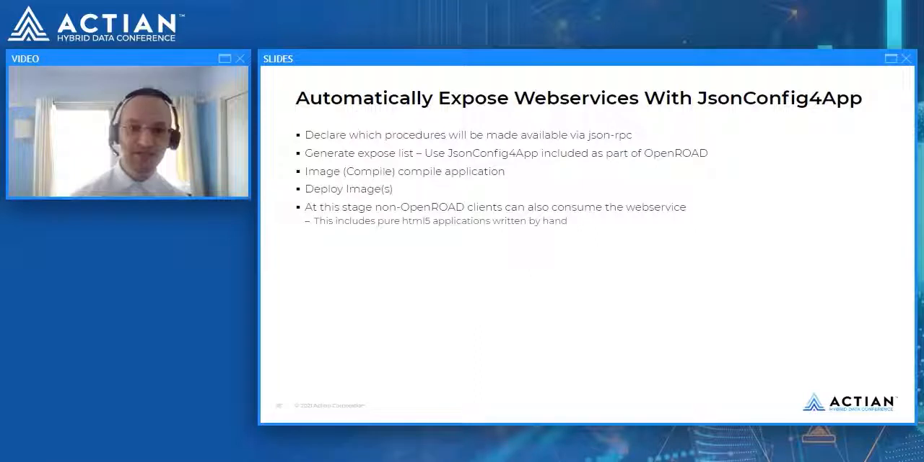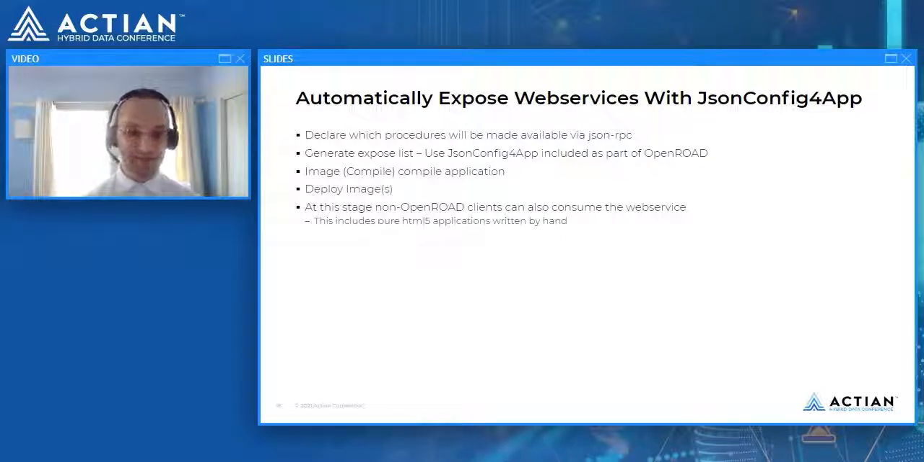Once you've partitioned your application, you actually have procedures that can then be exposed as web services. And with JSON config for app, you simply point at your database of procedures, and you can choose what you want to expose and then deploy them to your web server. It's a very simple process, and you compile your application, deploy it to the OpenROAD server, and at this point, any client that supports JSON RPC can consume and use your web service.